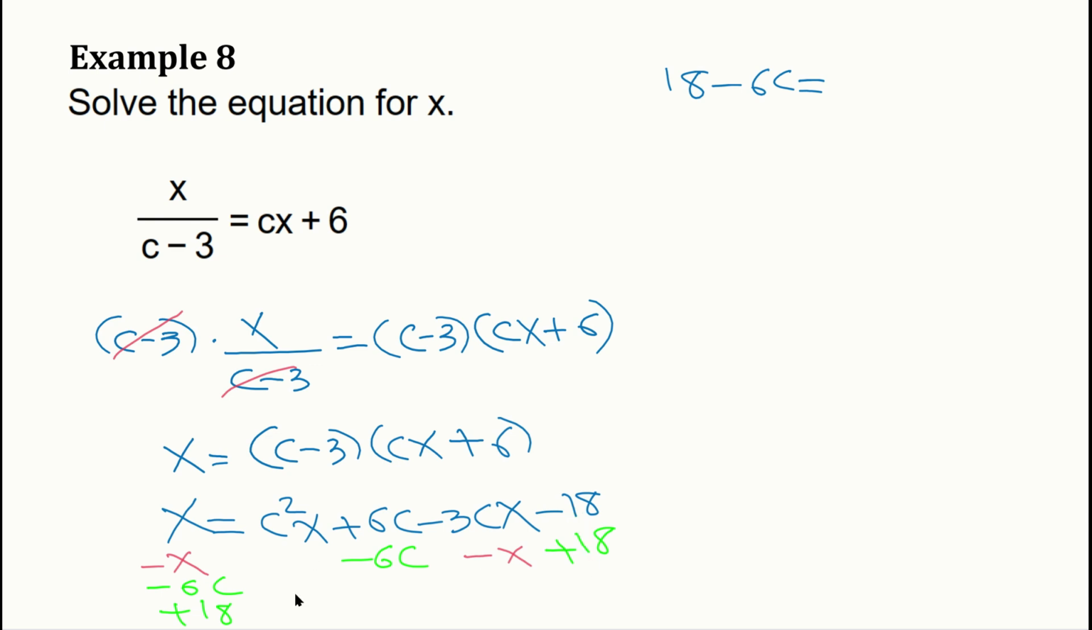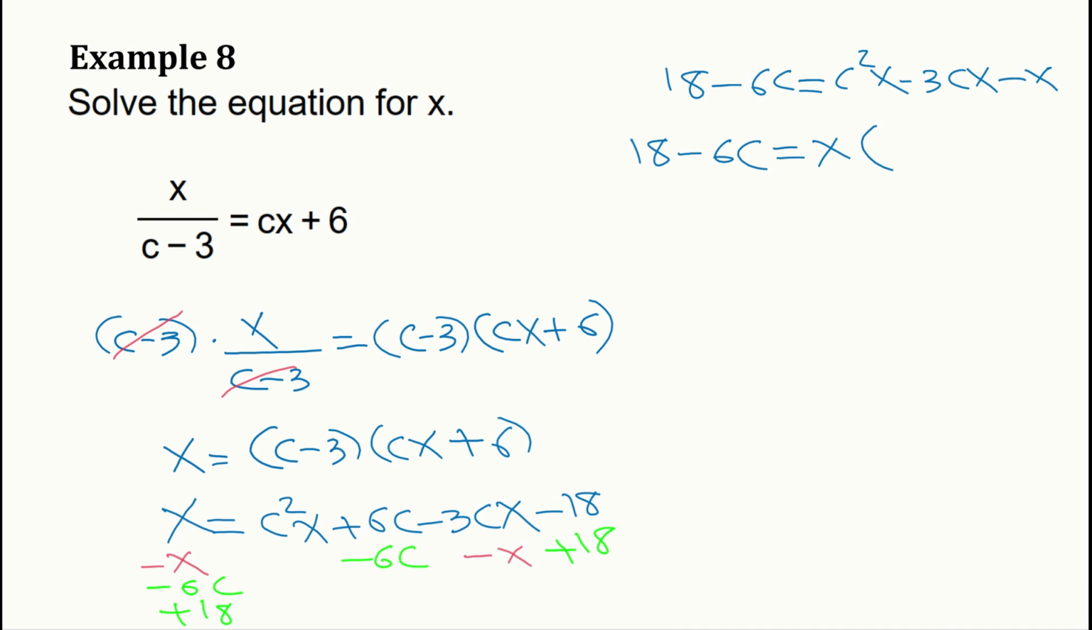So we have c squared x minus 3cx minus x. Right? All right, now here's where you want to be careful. We're solving for x, so that means we're going to want to isolate x. So of course we can do that easily by factoring out the x. We notice that x is a common term in all three of those terms, so a common factor, I mean.